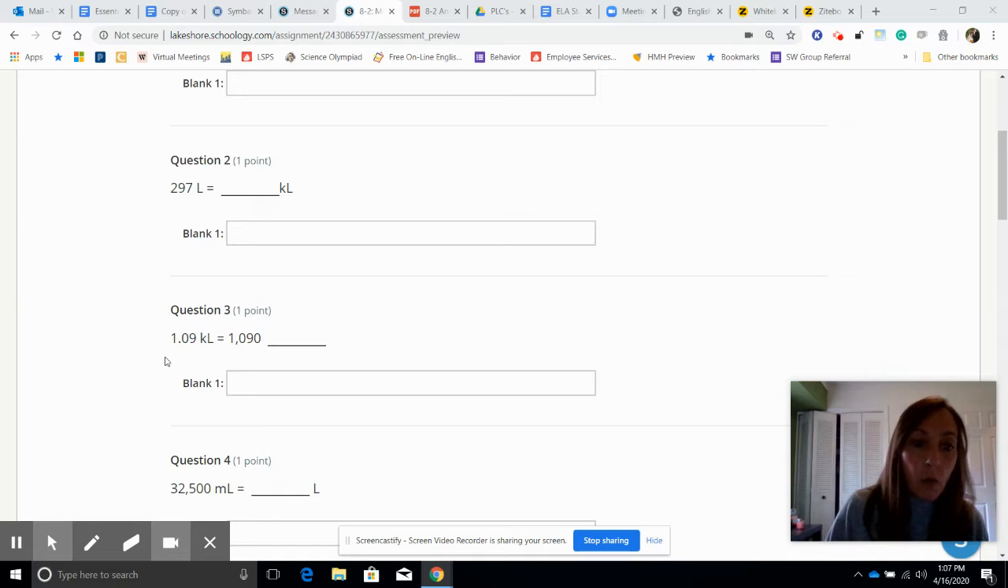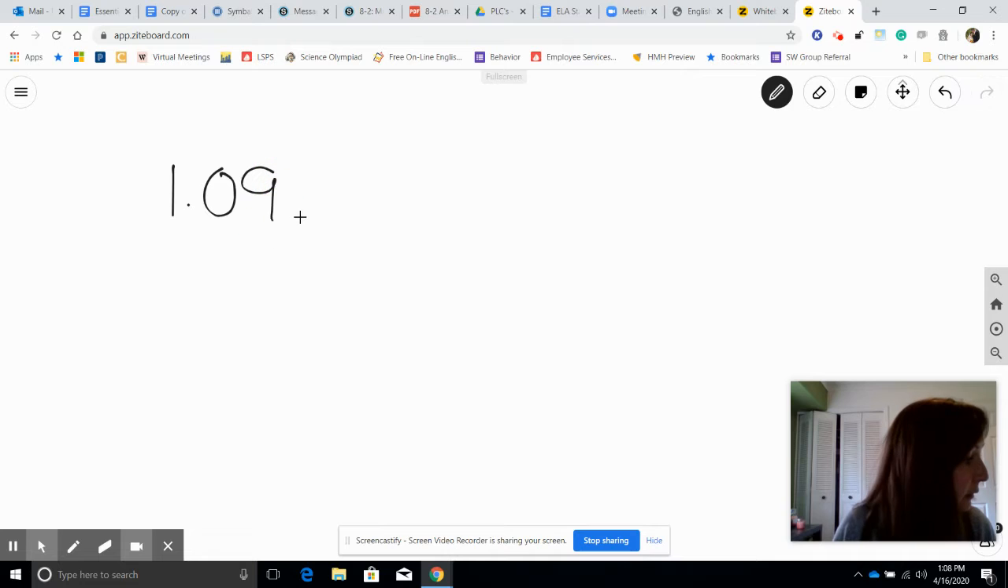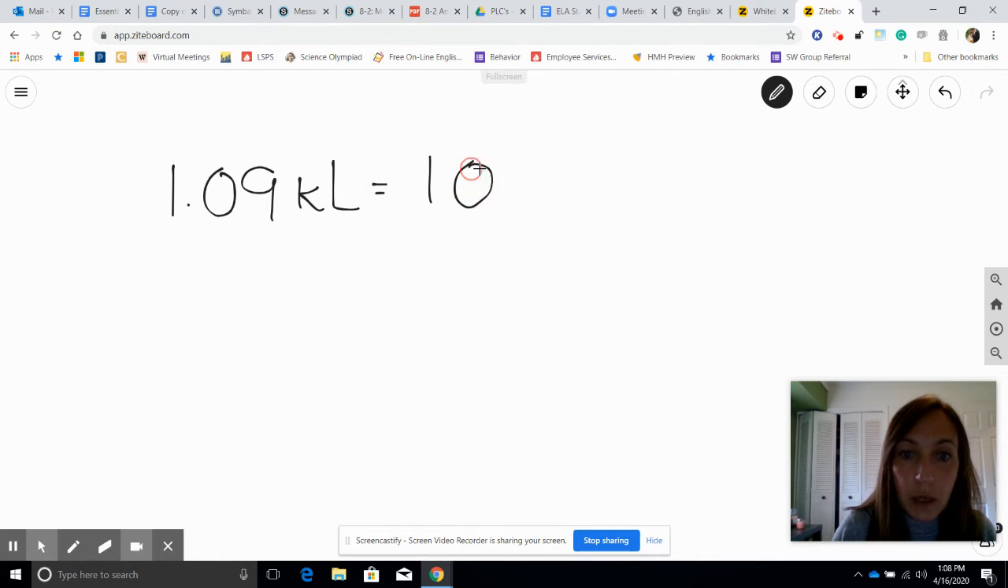And it wants to know 1 and 900 kiloliters is equal to 1090 of what size unit? So I'm going to head over to my whiteboard and I'm going to show you how to solve this. So we know that we have 1 and 900 kiloliters, and it's asking what unit would that be if we had 1090 instead of 1 and 900.